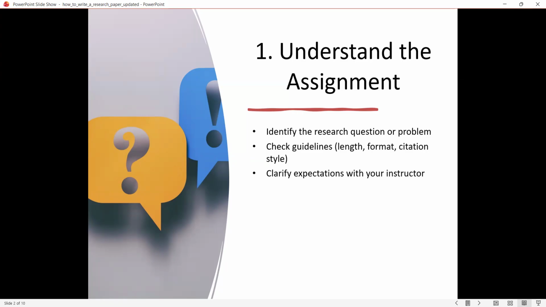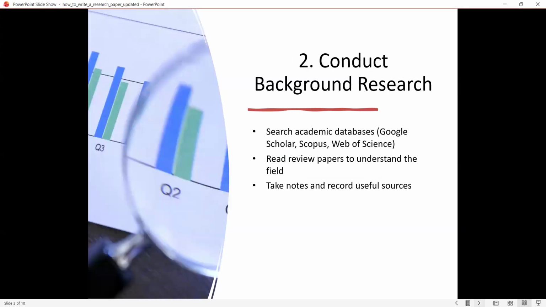Clarify expectations with your instructor. If you have any instructor, supervisor or academic mentor, try to have a conversation with him or her and tell them what you want to write in your research paper and why it is important. I think they can suggest whether you should go in this way or not. Conduct background research.